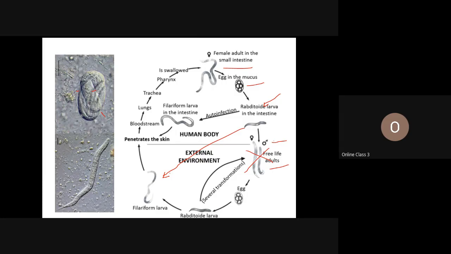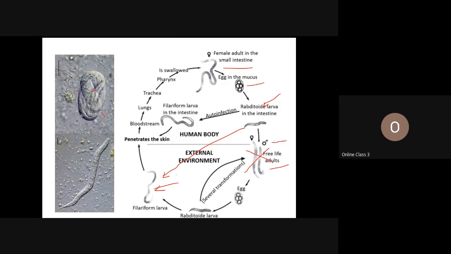Okay, subsequently, the adult free living male and adult free living female also will copulate and will give birth later on to the filariform esophagus type of larva.